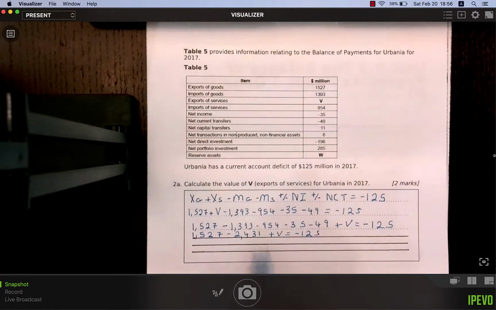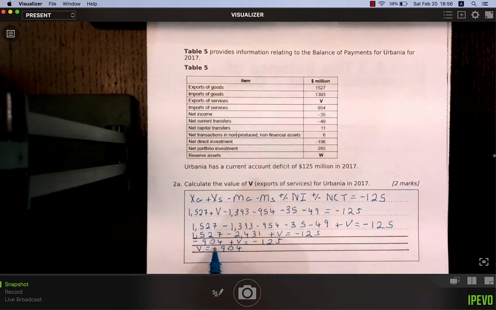If I take this away from this, what I am left with is minus 904 plus V equals minus 125. What I'm going to do is bring the minus 904 over. I get V equals minus 9, or excuse me, that is a mistake. That's a plus because I brought it over from there to there, so I have to change the sign. Then V equals minus 125 plus 904, which gives V equals 779 million. So V equals, I'll put it in dollars, 779 million. I hope that makes perfect sense to everybody.